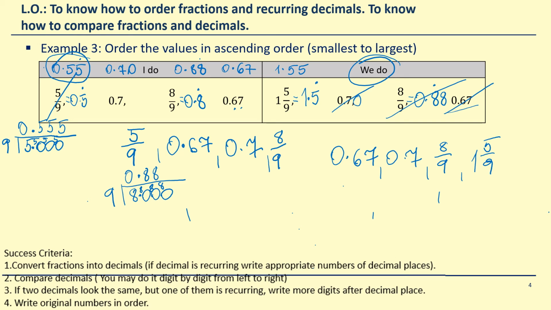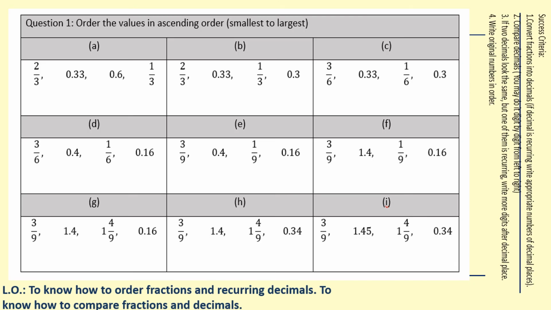So now we are going to do some practice exercises. So again, on the pen and paper, follow the success criteria to put all those values in order. Pause this video for about 8 minutes and attempt all 9 questions.